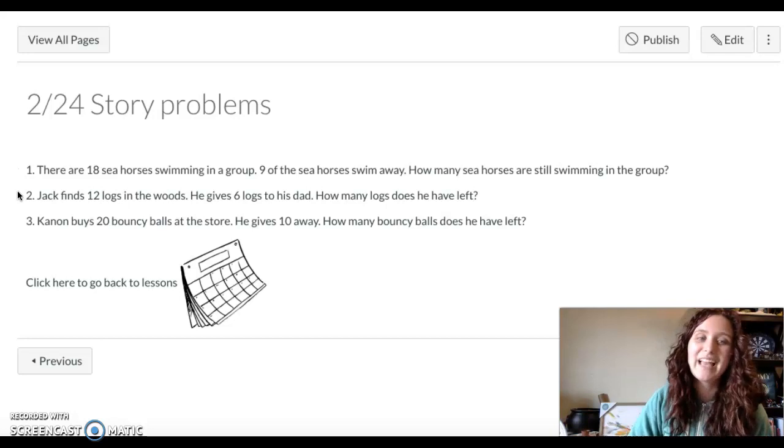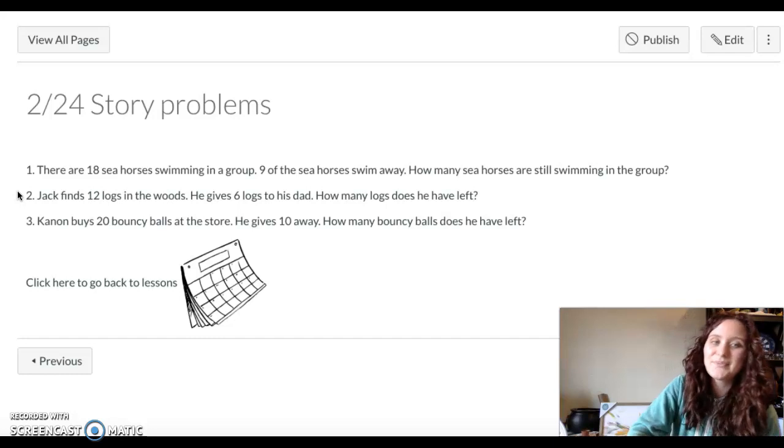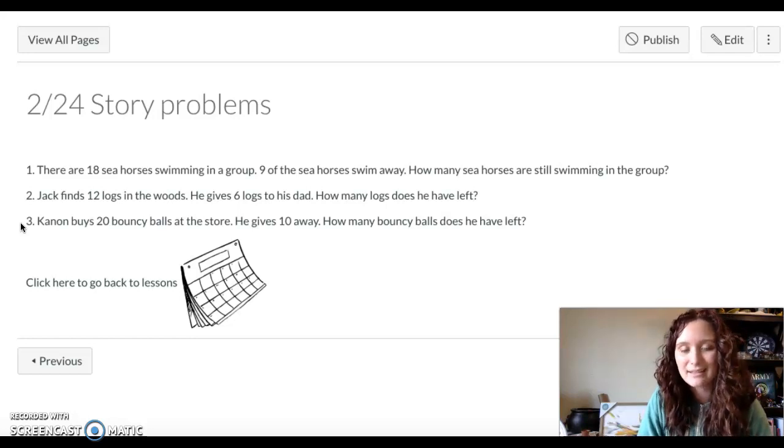Number 2. Jack finds 12 logs in the woods. He gives 6 logs to his dad. How many logs does he have left? And number 3. Cannon buys 20 bouncy balls at the store. He gives 10 away. How many bouncy balls does he have left?